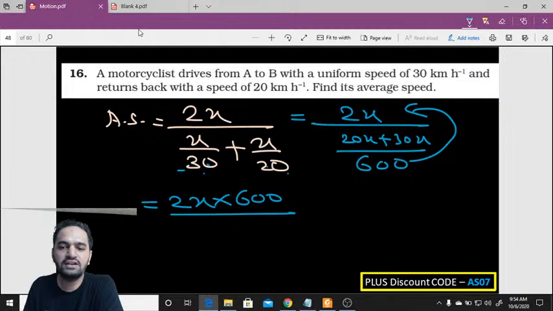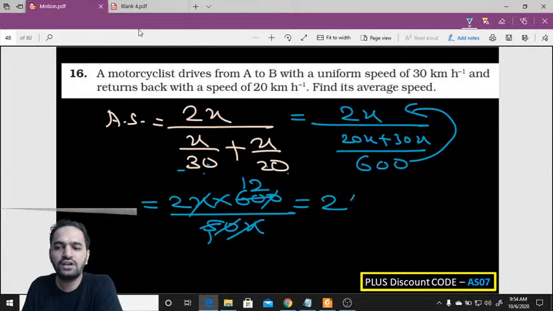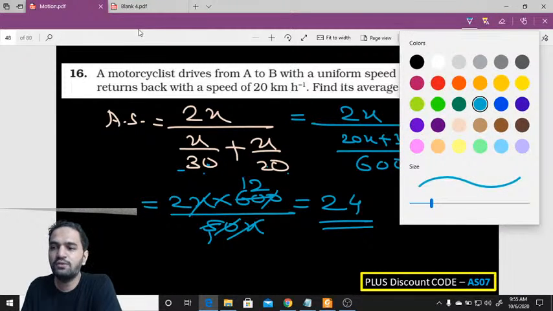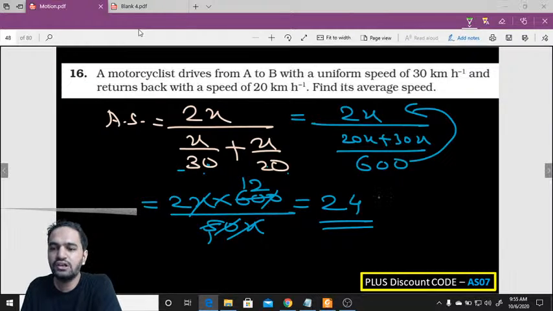Divided by 20 plus 30, which is 50. Okay, so x and x will be cancelled. 0 and 0 will be cancelled. 12 5s are 60, 12 2s are 24. So the answer is going to be 24. And the unit would be kilometer per hour.